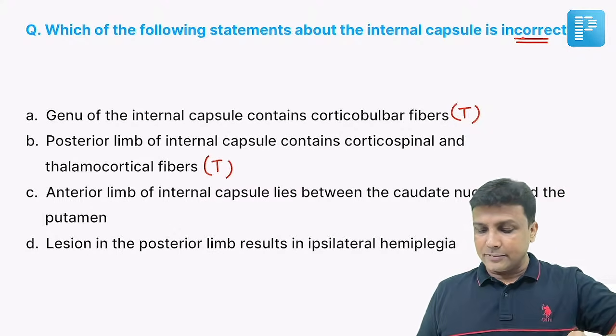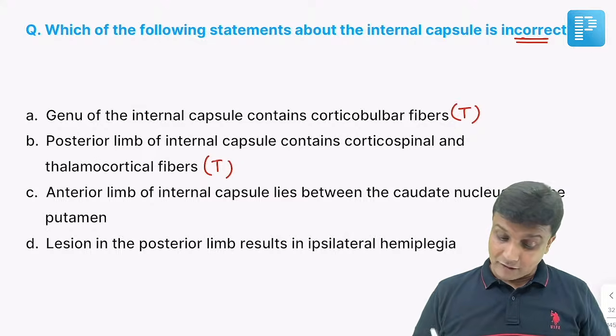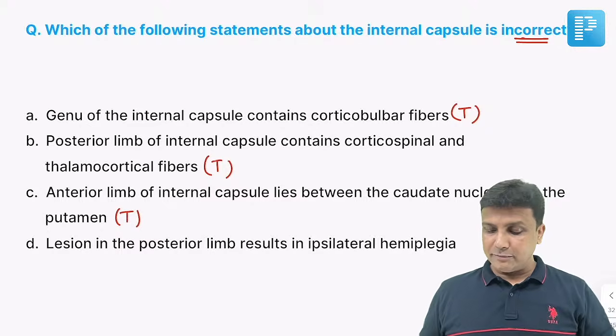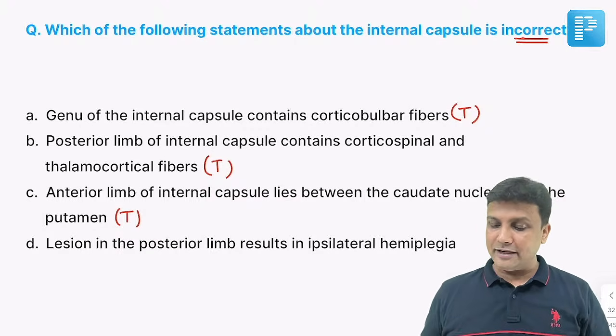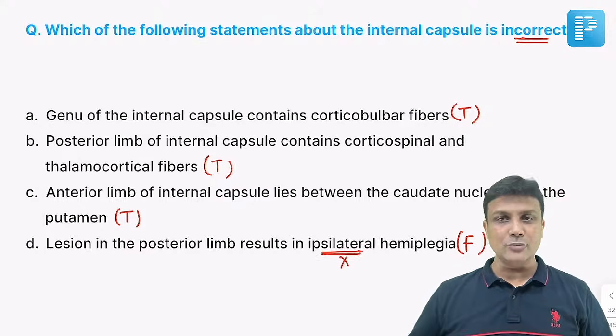The anterior limb of the internal capsule lies between the caudate nucleus and the putamen on the other side. Of course, this is also a true statement. The lesion in the posterior limb results in ipsilateral hemiplegia. This is actually a false statement. That is wrong here. This one is wrong.